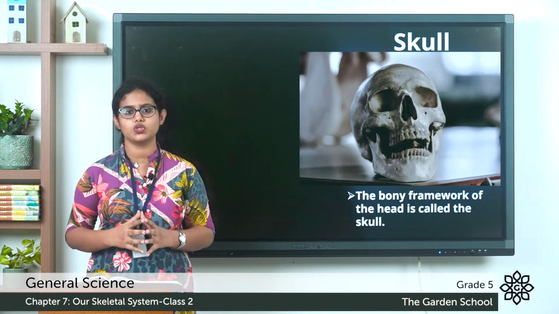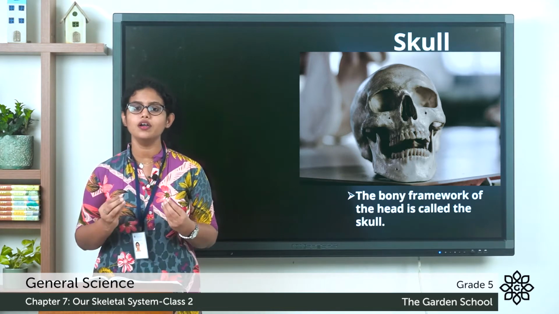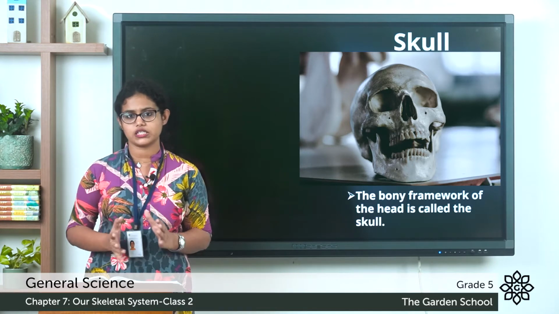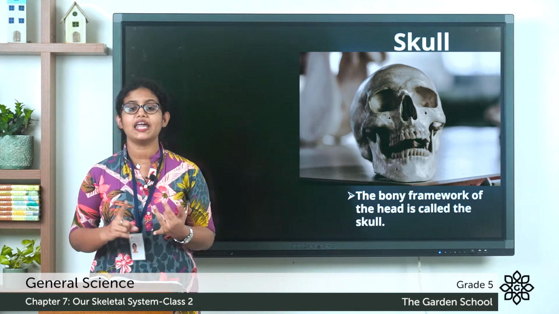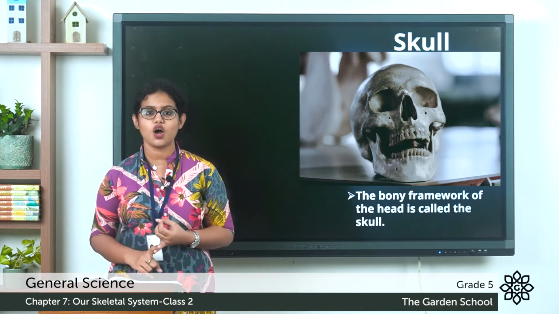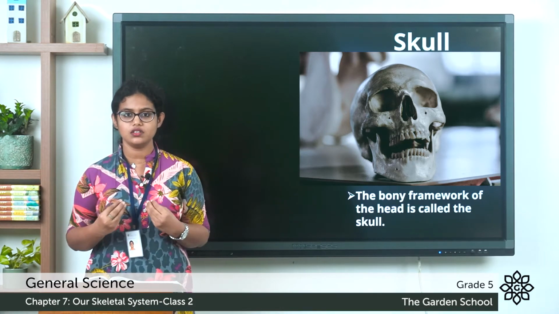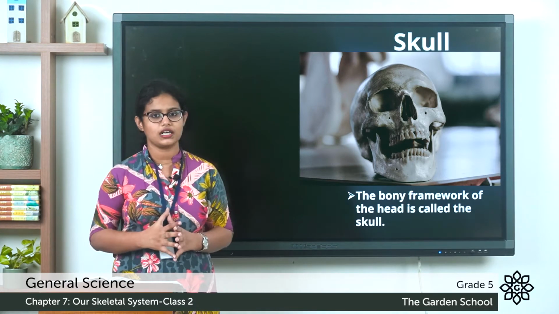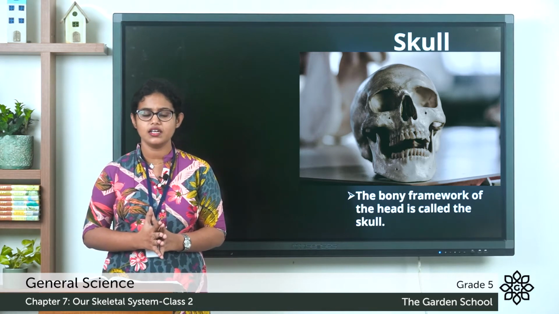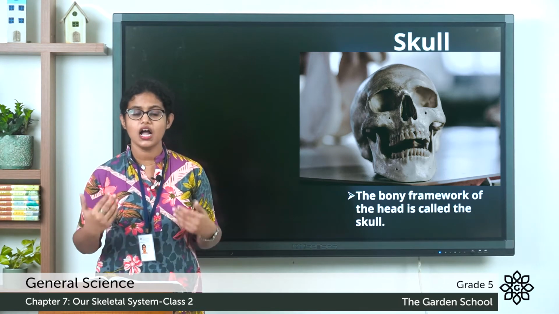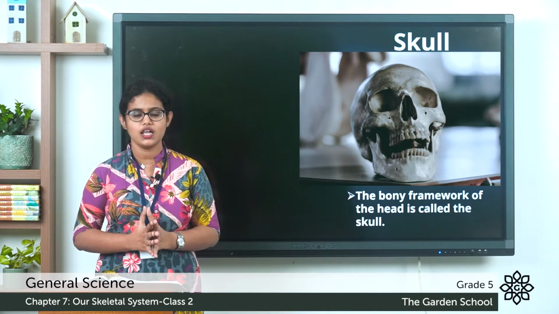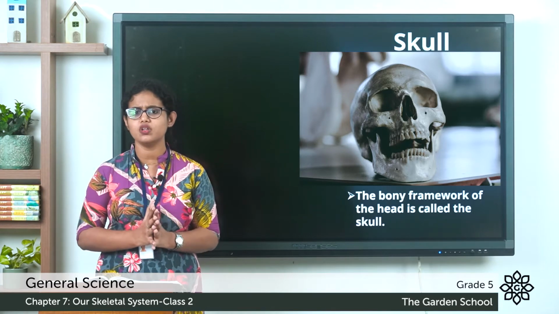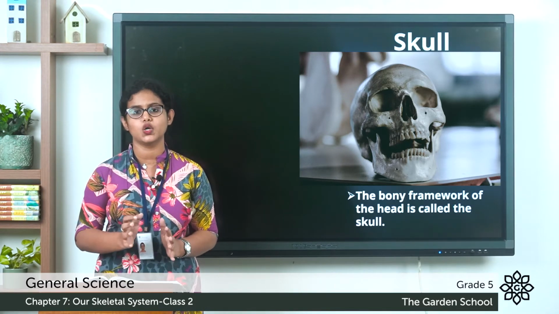This is our lower jaw. The lower jaw is a movable bone. Except our lower jaw, all bones are fixed. And our lower jaw enables us to eat, talk, etc. And we have teeth on our lower jaw and upper jaw. So the first part is the skull, the bony framework of the head. This skull protects our head, eyes, ears, nose, etc. There are 22 bones in our human skull, and all these bones are fixed except the lower jaw.